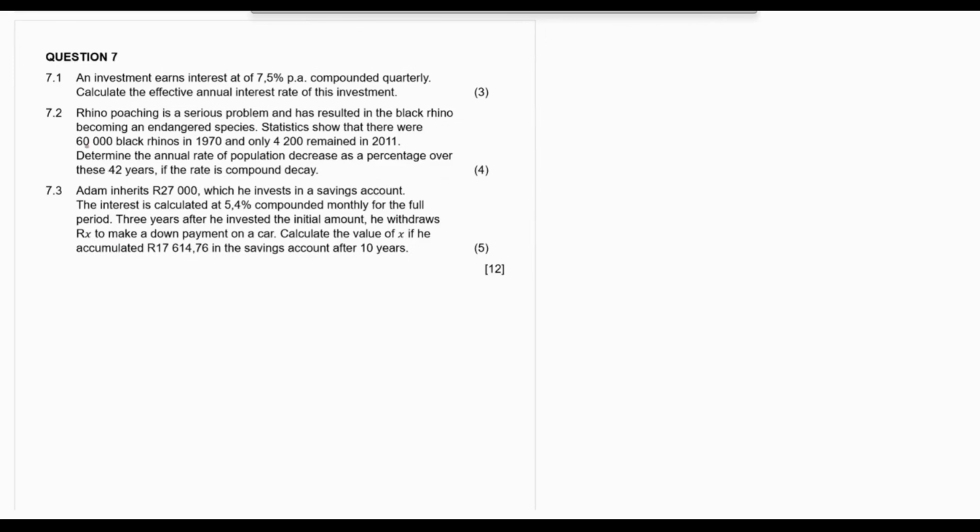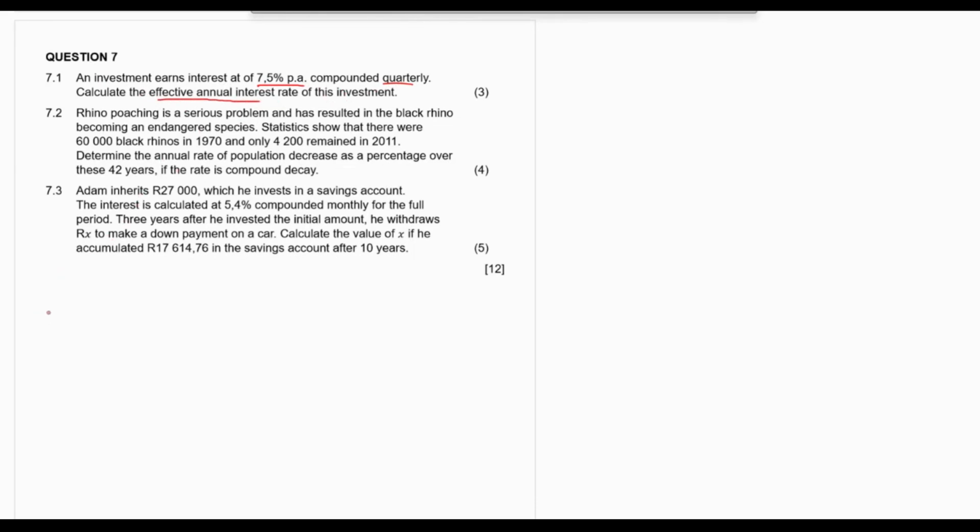Right, welcome back. Let's do question 7.1. An investment earns an interest of 7.5% per annum compounded quarterly. Calculate the effective annual interest rate of this investment. So what do we do with this?